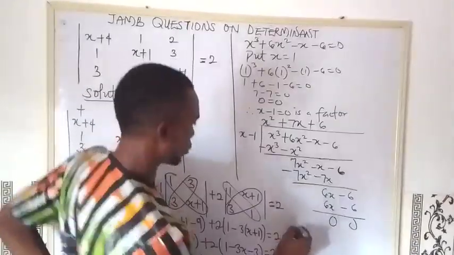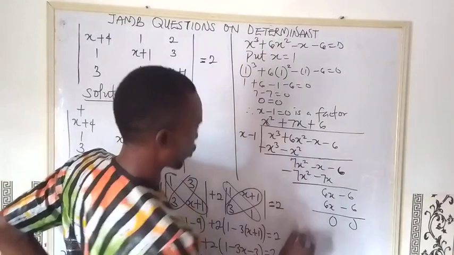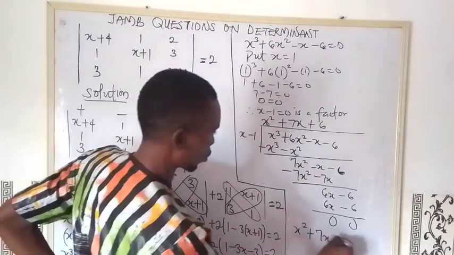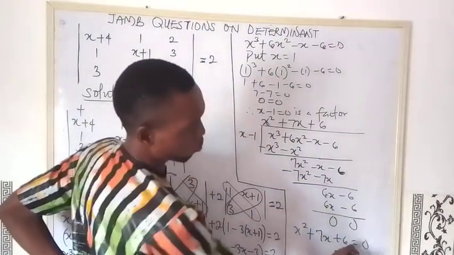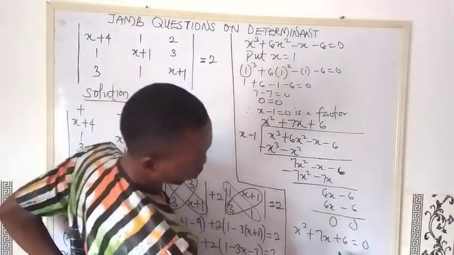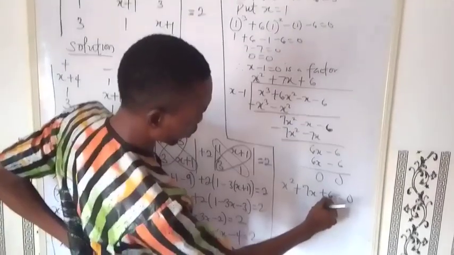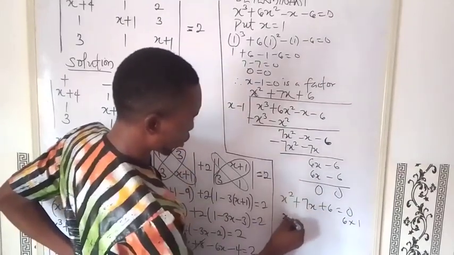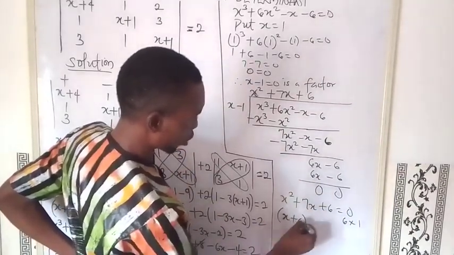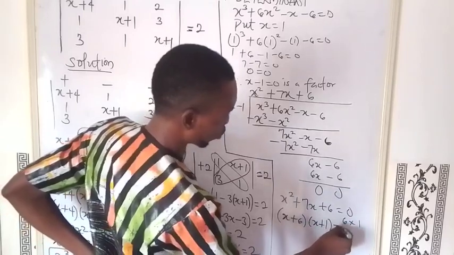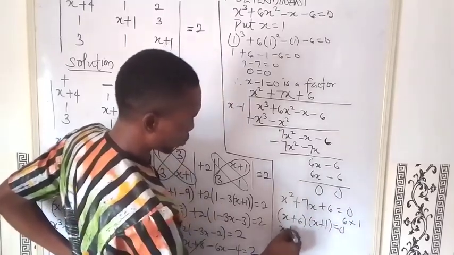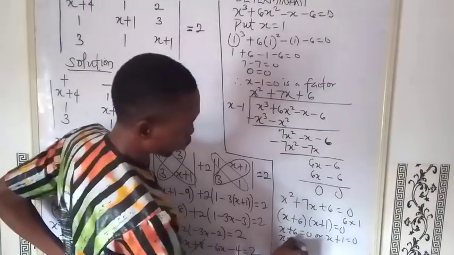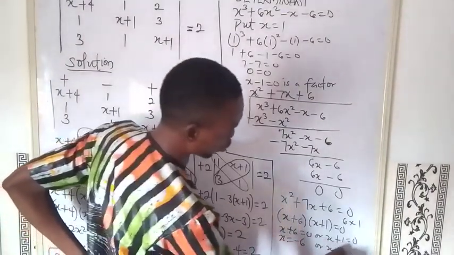So that means the quotient I have here, x squared plus 7x plus 6, is equal to 0. So you have to factorize this quotient too. You look for two numbers that when multiplied will give us 6, and when added, you will get 7. That's 6 times 1. So that is x plus 6 and x plus 1 equals 0. That means x plus 6 equals 0, or x plus 1 equals 0. So x equals minus 6, or x equals what? Minus 1.